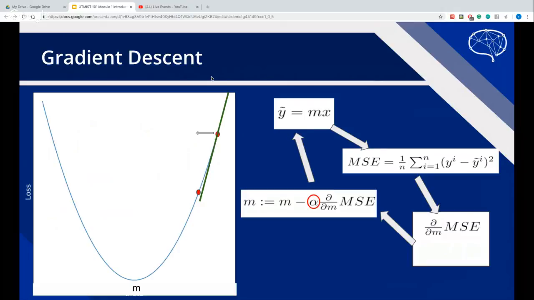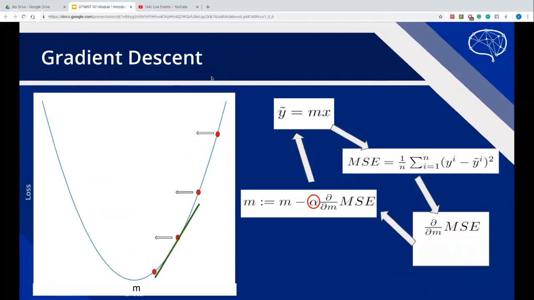And then we calculate the predicted y again, and calculate MSE again, and then we have the next point, and we do the whole process again and again. As you can see, our loss function is actually decreasing by updating m.